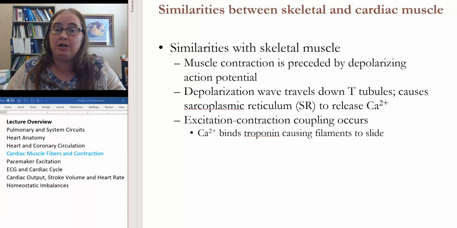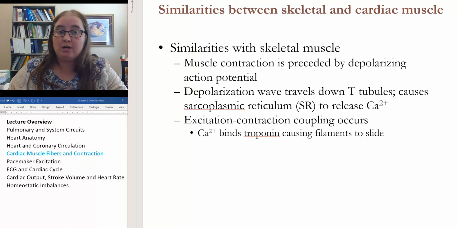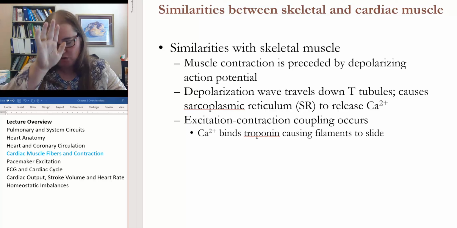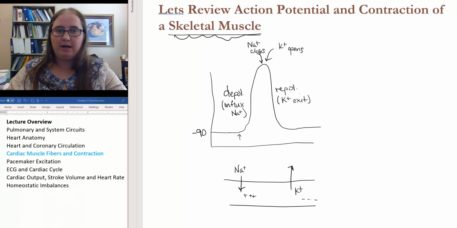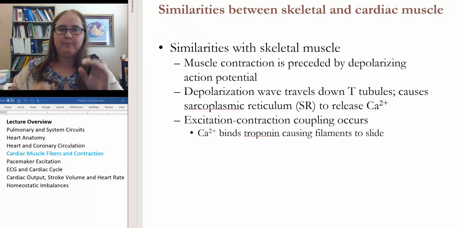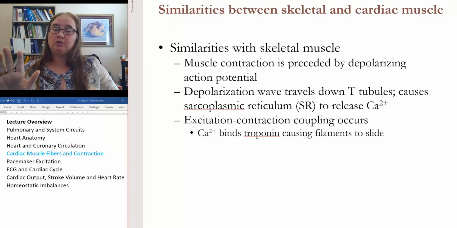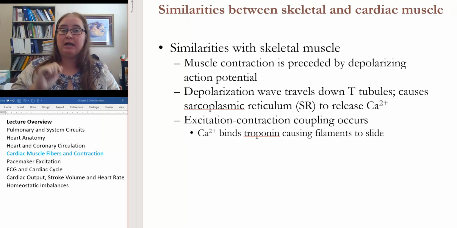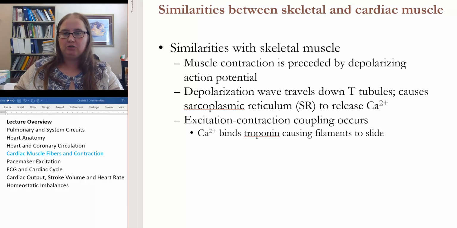So our similarities, okay? Muscle contraction is preceded by a depolarization action potential. Now, in skeletal muscle, it's a nerve. In cardiac, it is not. So don't think about that. That's why on that picture originally that I drew here, I didn't label that little axon terminal, because I just wanted you to think of it as an action potential, as an electrical signal. Okay? So, skeletal muscle needs an electrical signal to activate. Cardiac muscle needs an electrical signal to activate.